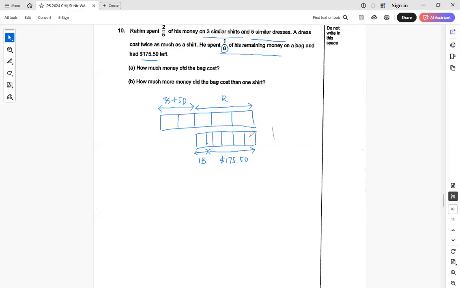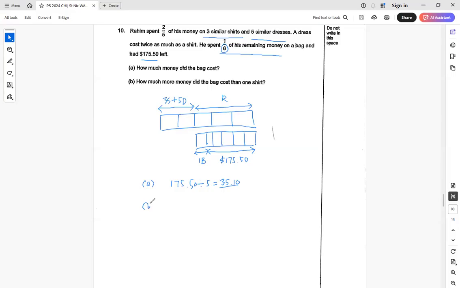If I just want to find 1 unit here, I just simply take 175.50 divided by 5. Okay, you key this into your calculator, you will get 35.10. Okay, so you will get 1 unit here, which is the cost of the bag already. So this is your answer for part A. Okay, same thing, I'll write down the answer later here. But this here, $35.10 will be your answer for part A. So let's move on to part B.